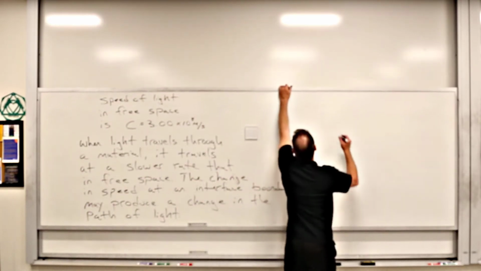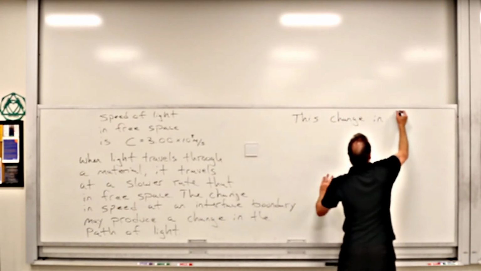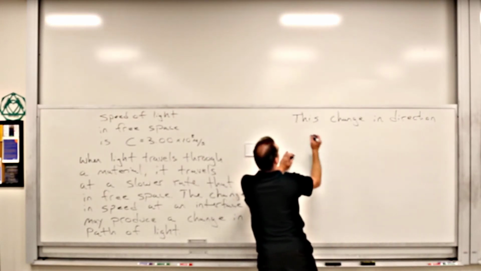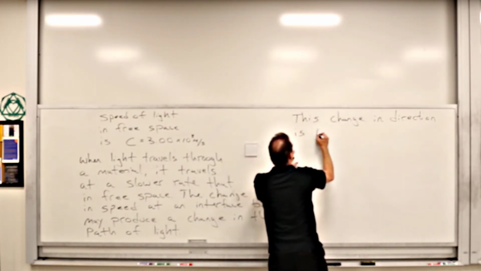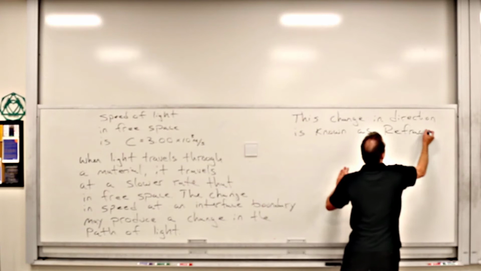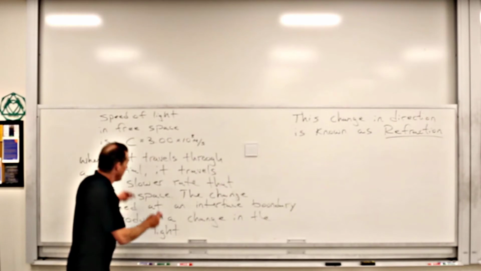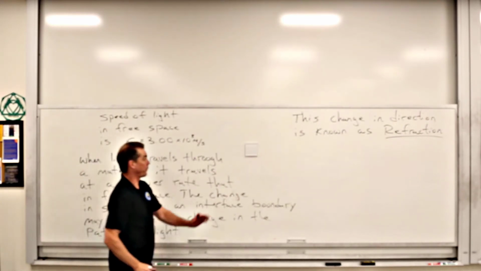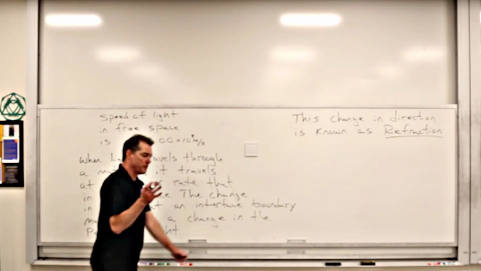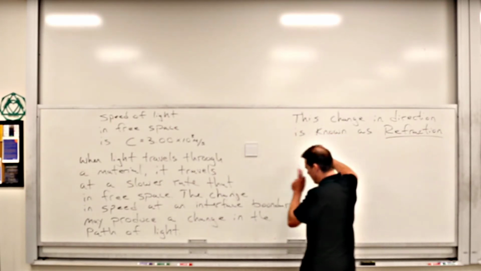This change in direction is known as refraction. And it is explicitly to do with light changing its speed as it goes from one material into another. Now we say it may change its direction. Ultimately, as we saw, it really depended on the direction that light was initially traveling.